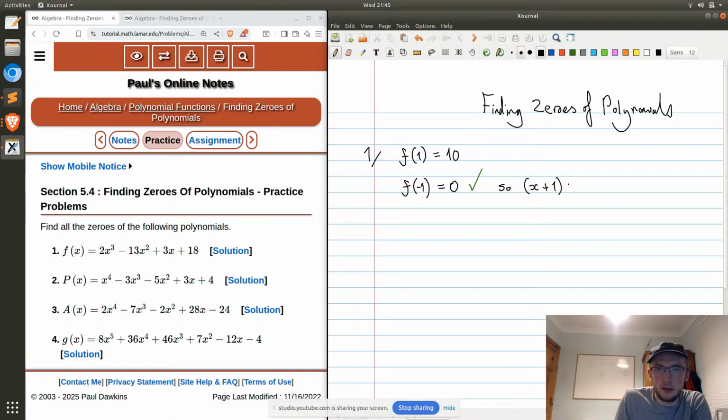So x plus 1 must be a factor. So now I'm going to use synthetic division to divide through by x plus 1. So the coefficients are 2, negative 13, 3, and 18. So I put them there just like that. And I put the negative 1 right here. And then I just do synthetic division.